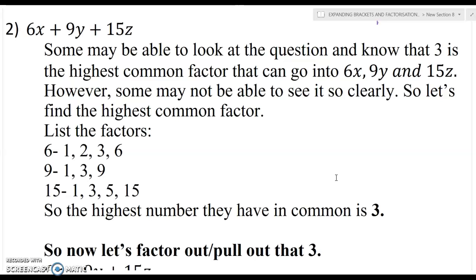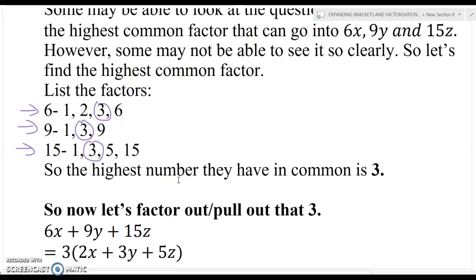Some people can look at it and know that the number is 3. But for those who can't, list out the factors of 6, 9, and 15, right? When you do that, you'll realize that 3 is the highest common factor. So we are going to pull out, or factor out, that 3. So this is the sum, 6x plus 9y plus 15z. We are going to pull out 3, right?